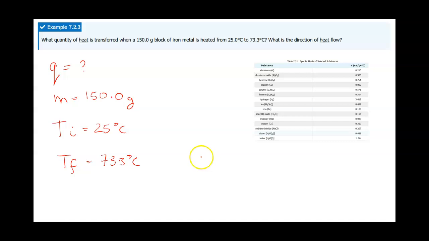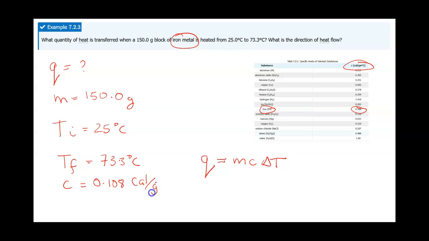In order to get Q, we need three things. Q equals m c delta T. So it looks like the only thing that we're missing is what c is. So let's see if we can find it. We're told that this is a block of iron metal. So can we find iron in here? Here it is, iron, and its heat capacity over here. I want to pay attention to the units. There we go. So c equals 0.108 calories per gram per degree Celsius.